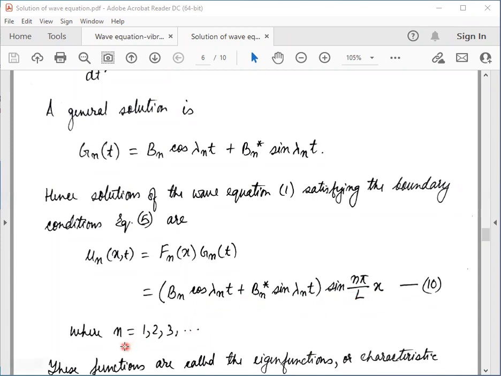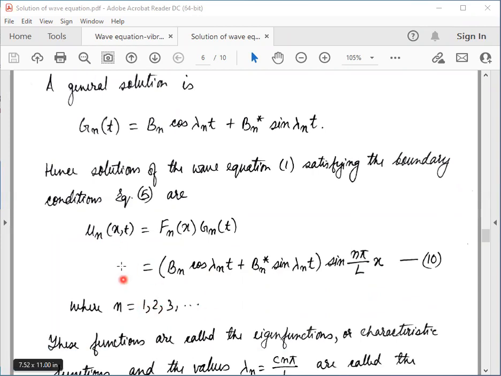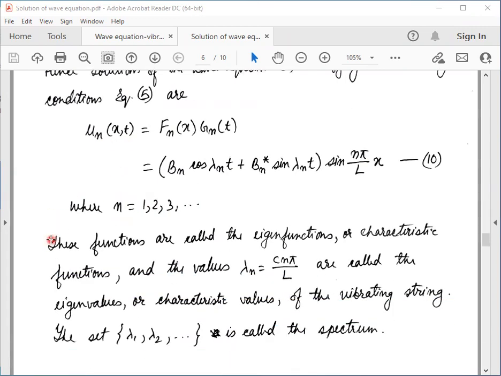And this solution can take different forms for different values of n. When n equal to 1, I get u1. When n equal to 2, I get u2. N equal to 3, I get u3. So there are many possible solutions. So these uns are the solutions which satisfy the boundary conditions. And these functions are called the eigenfunctions. These uns are called the eigenfunctions or the characteristic functions.